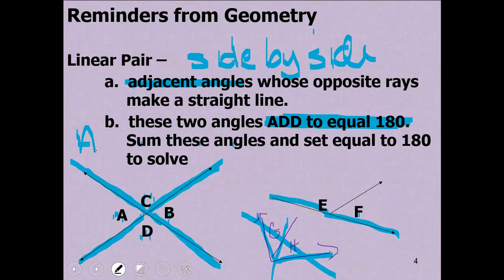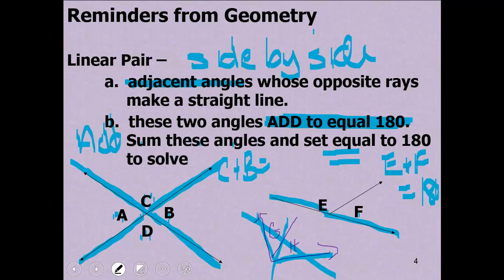Okay, so what you want to do is add these angles together. Sum means add. Add the two angles together and then set it equal to 180 so that you can solve for your variable. So over here, you're going to have E plus F equals 180. Here you're going to have C plus B equals 180. You're going to have B plus D equals 180. You're going to have D plus A equals 180. Sorry, that's getting messy, but as you can see how this is working, okay?